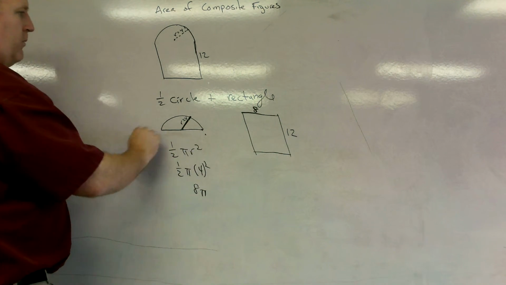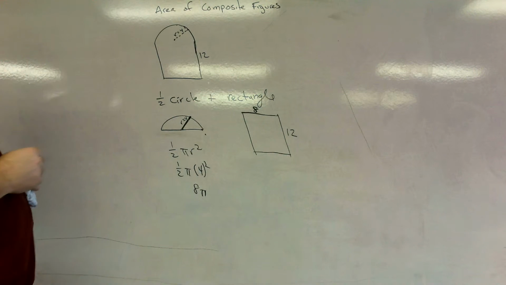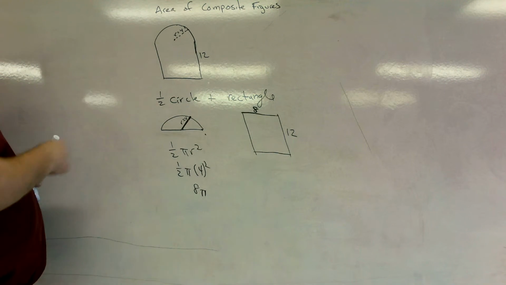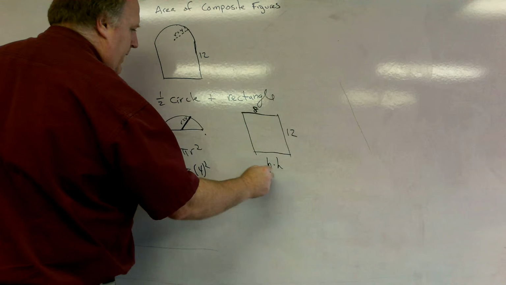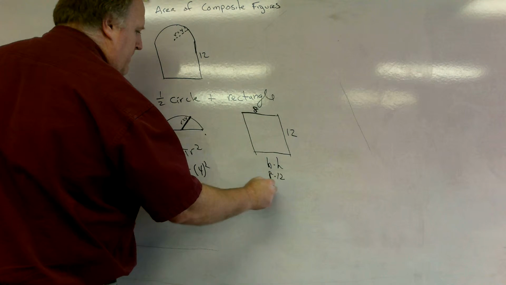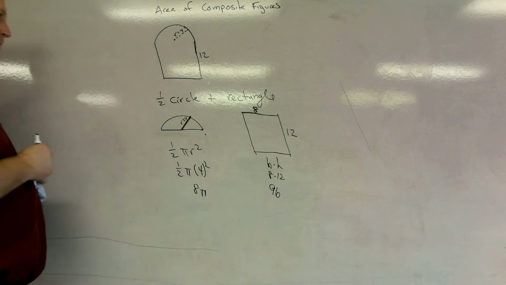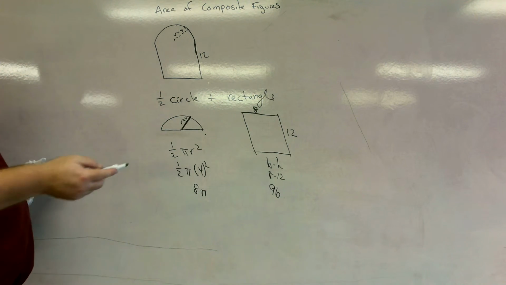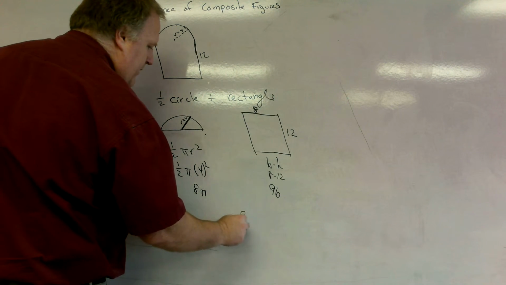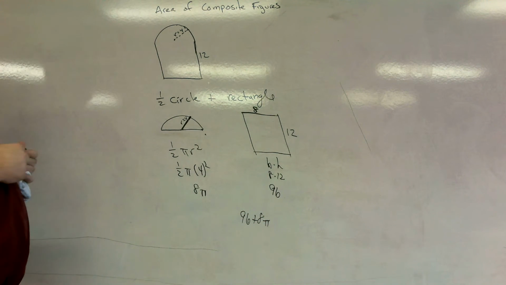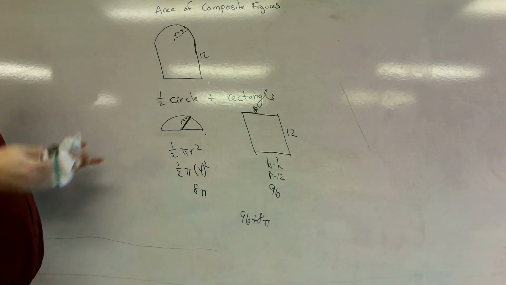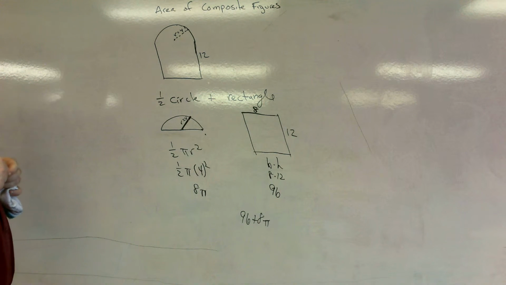So now we're going to multiply base times height to find the area. So this will be base times height, or 8 times 12, which is 96. So the area will be 96 plus 8 pi. For some reason we like to put our pi's last. You could put the 8 pi first. It wouldn't really matter, I don't think.